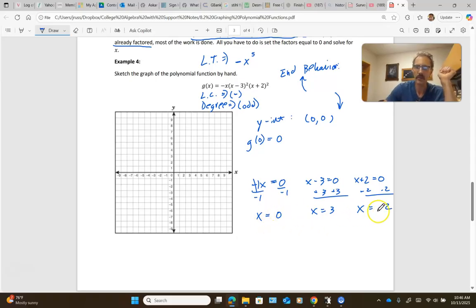Now, let's go ahead and put the multiplicities in. So this first 0, 0 itself, it only occurred once, or I only had one factor, so it'll have a multiplicity of 1. But these last two zeros, because their factors occurred twice, they have multiplicities of 2.